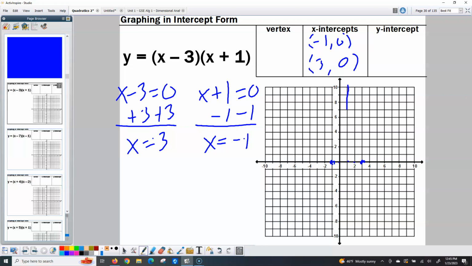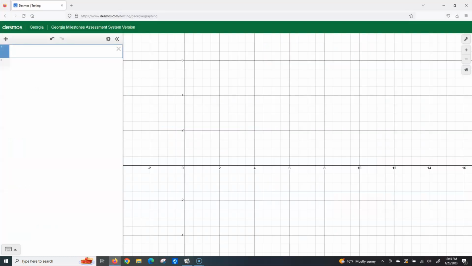So I know that my axis of symmetry is going to be right in the middle of those two. My axis of symmetry is going to be at x equals 1. So that means that my vertex will have an x value of 1. And in order to find that, I have to plug 1 into this equation right here. So I'm going to use Desmos to plug in all of this. I'm going to say x minus 3, x plus 1.